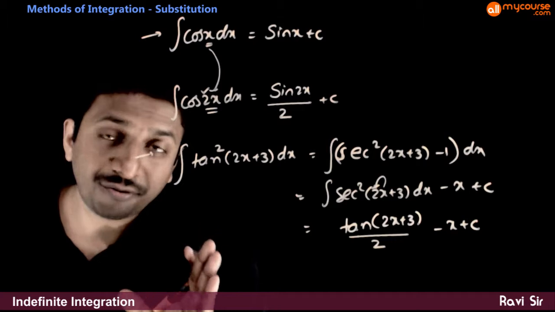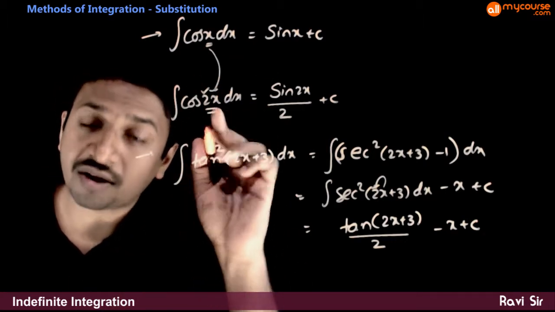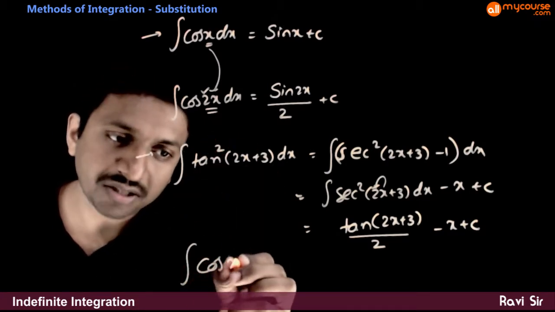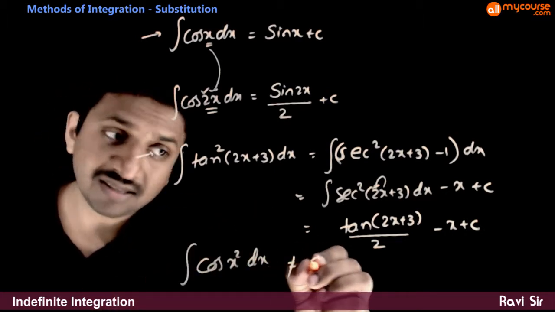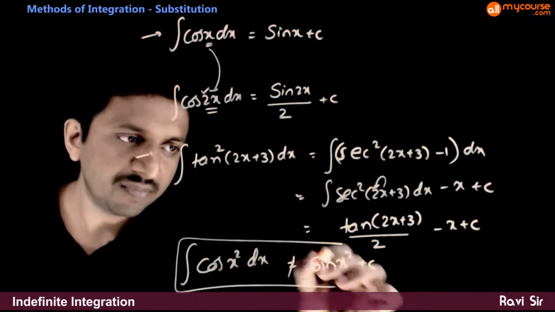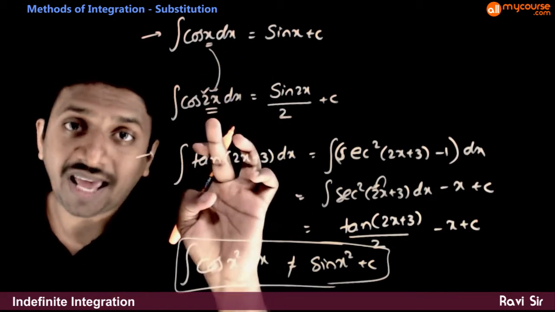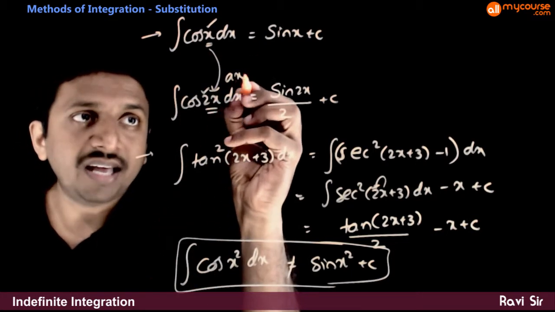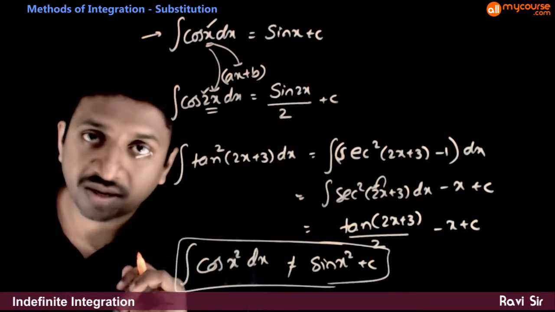And this formula stops here. If in the place of x you have x square or some other function of x, the chain rule does not work. Integration of cos of x square dx cannot be written as sine of x square plus c. This cannot be done. So the formula is only if x is replaced by ax plus b, a linear function. If you have any other substitution, the formula doesn't work.